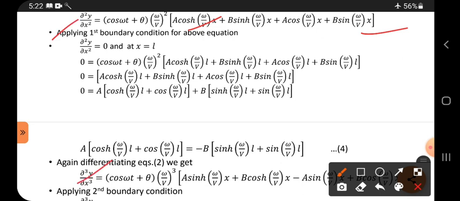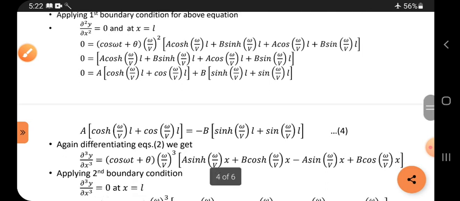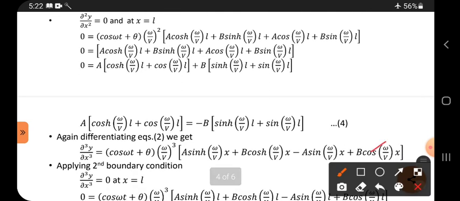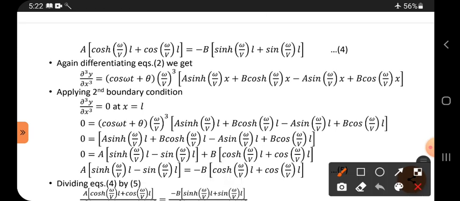Now for one more time, the third time, omega by v comes outside again. Already the square is there, so it becomes a cube here. Cos differentiation one time gives sine; already 2 times is there, and if you do one more time it becomes 3 times, cube. Cos gives sine, sine gives cos, cos differentiation gives minus sine, and sine differentiation simply gives cos. Now apply the boundary condition, the second combination.